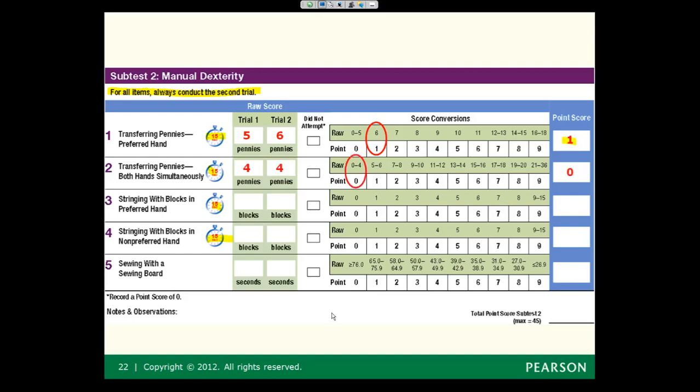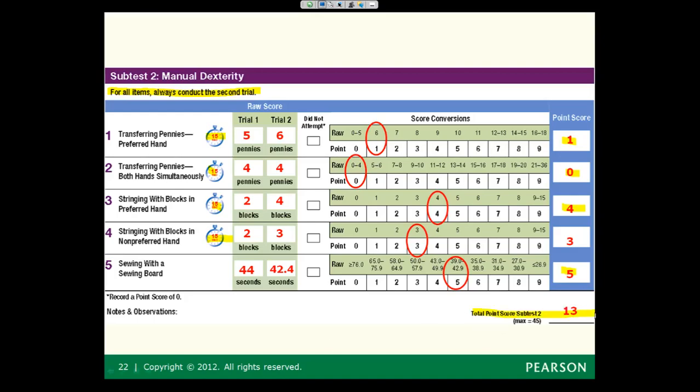For using both hands simultaneously, she was only able to do 4 in 15 seconds each trial, and that's a 0. For stringing blocks with her preferred hand, she was able to do 2, then 4, which corresponds to a point score of 4. And then for stringing blocks with the non-preferred hand, she was able to do 2, then 3. Sewing with the sewing board, she was able to complete the first trial in 44 seconds and the second trial in 42.4 seconds for a point score of 5. Total score was 13 out of 45.